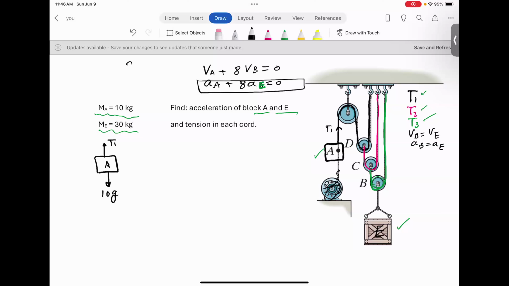G being here 9.81 meters per second squared, right? At the end, I'm going to plug in the G. All right, what about block E?